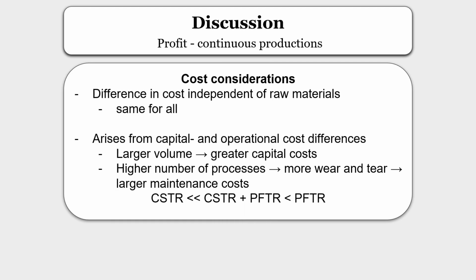From a cost perspective, we evaluated the production of 155 tons of acetaminophen annually using the CSTR as a baseline. Since all three reactors use the same inlet conditions, the raw material costs are identical. Therefore, cost differences arise from operational expenses, where larger volumes and higher process frequencies result in increased maintenance costs. Consequently, the cost order is PFTR, mixed, and CSTR.